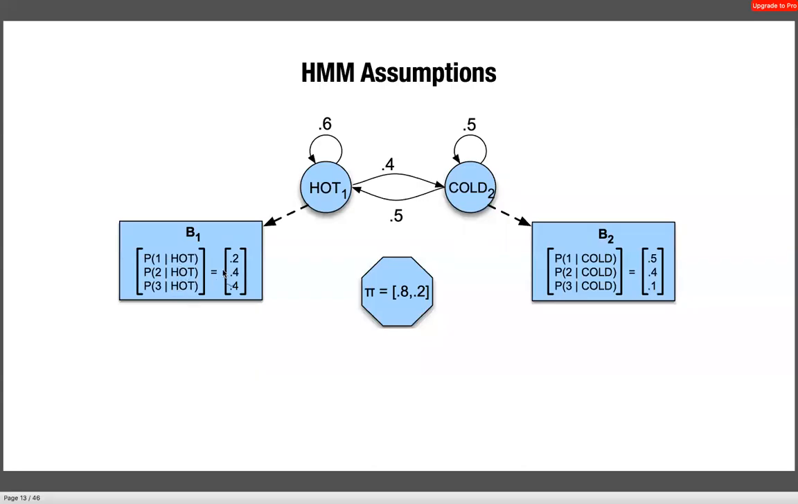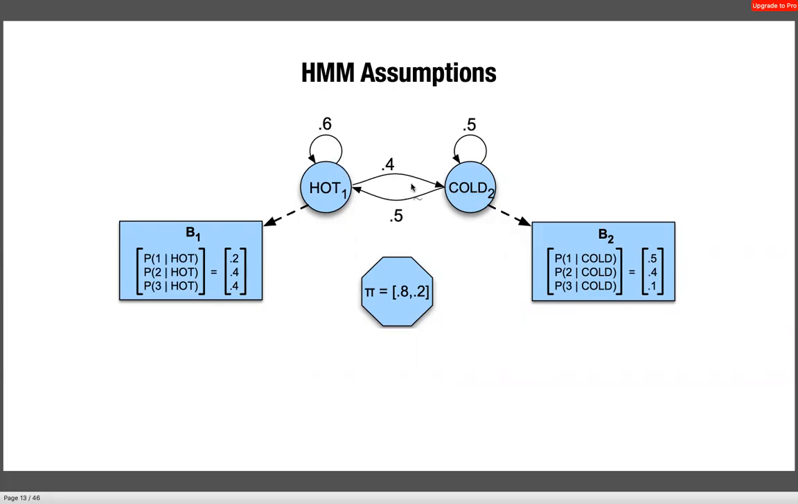Here's a toy problem to illustrate the workings of a hidden Markov model. And this is due to Jason Eisner. So here the observations are the number of ice creams that someone eats per day. And the hidden variable of interest is the weather event. So whether it is hot or cold. So now the vocabulary has been reduced to 2.